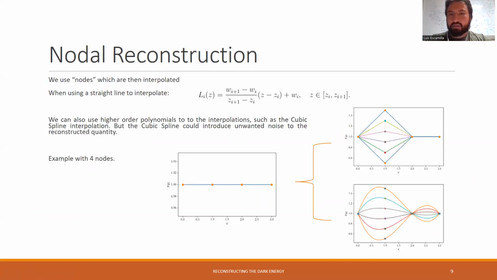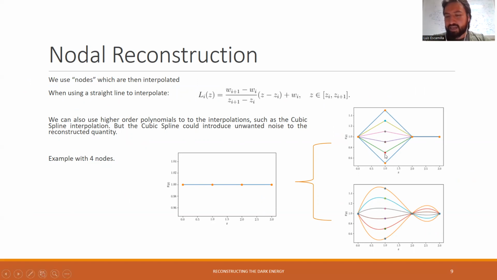Then we have the nodal reconstruction. This one is a model independent one. Basically, how this works is we have a bunch of nodes. For example, here we have 4 nodes in this graph right here. And then these nodes are interpolated with either straight lines or a spline cubic reconstruction, a spline cubic interpolation. Here we have the two examples.